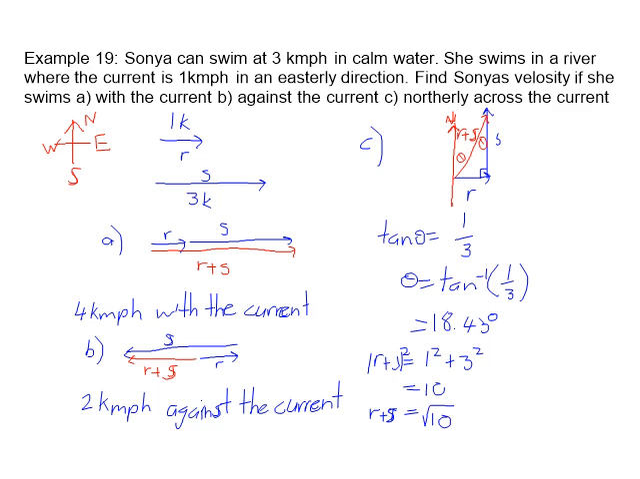So Sonia swims the square root of 10, which is equal to about 3.2. So the answer would be 3.2 kilometers per hour at a bearing of 18.43 degrees. Now you can do it north 18.43 degrees east, because that's the way we go in a clockwise direction, but you don't have to. I'll be happy with the 3.2 kilometers per hour at 18.43 degrees.